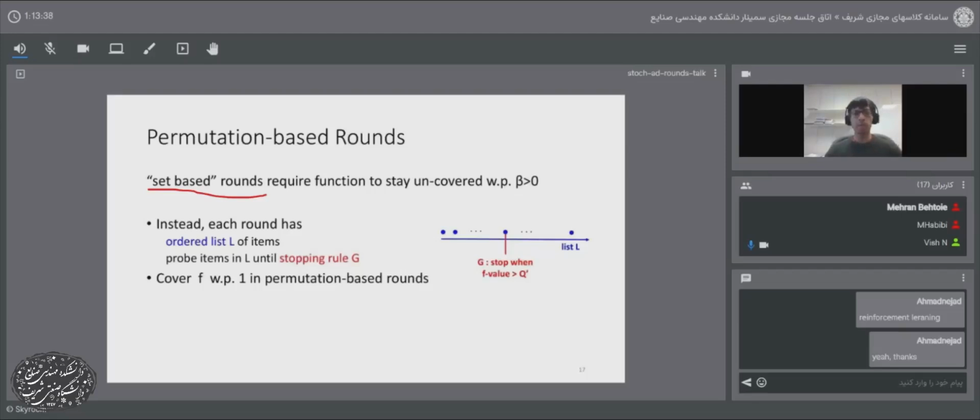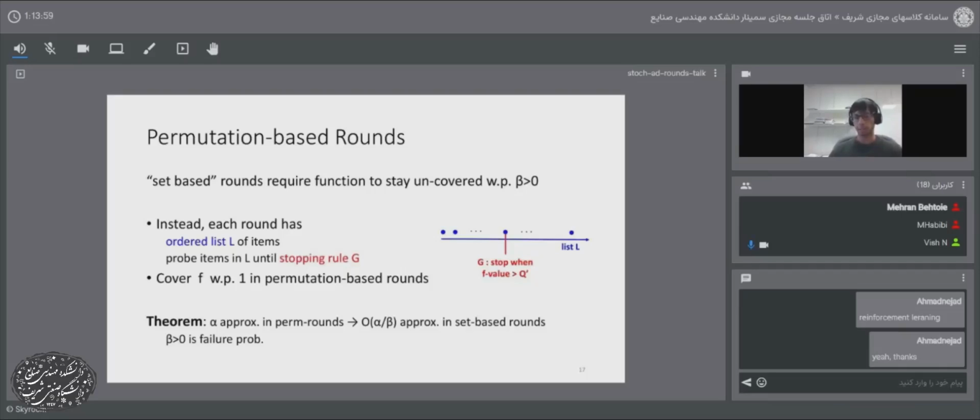But when we go to permutation rounds, we can ensure that the function is always going to be covered with probability 1. And the permutation rounds will be easier to work with in designing algorithms. At the same time, we can transfer any algorithm that we design in the permutation model to an algorithm in the more practical set-based model.